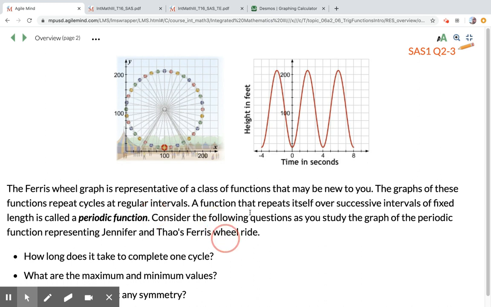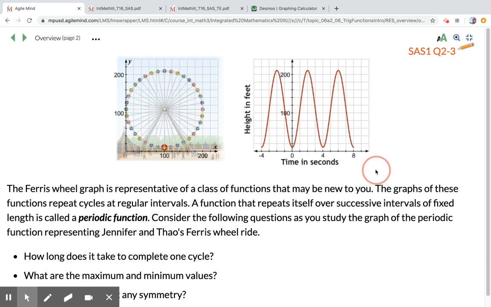This helps with question number 2. A function that repeats itself over successive intervals of a fixed length, a particular length, is going to repeat itself again and again. We call that a periodic function, which, by the way, should help you answer question number 2. So when you have a function that repeats itself over intervals of a fixed length, we call it a periodic function. So let's answer some questions about this periodic function of Jennifer and Tao's Ferris wheel ride.